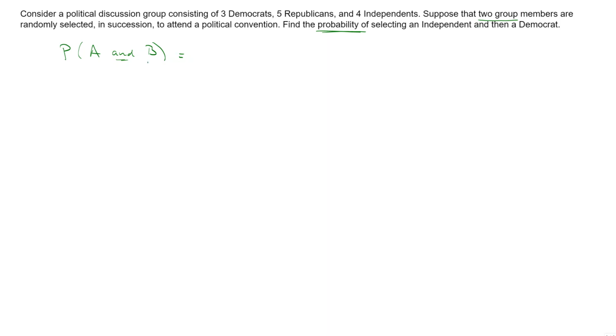So for the probability of A and B occurring, it's going to be the probability that A occurred times the probability that B occurs, given that A has already occurred. Now sometimes these events A and B affect each other, and sometimes they don't. So you have to ask if they're dependent or mutually exclusive. In this particular one, we said we were going to pick these 2 group members in succession. That means I pick the first one, that person sits out, then I pick the second one. So it's going to make a difference.